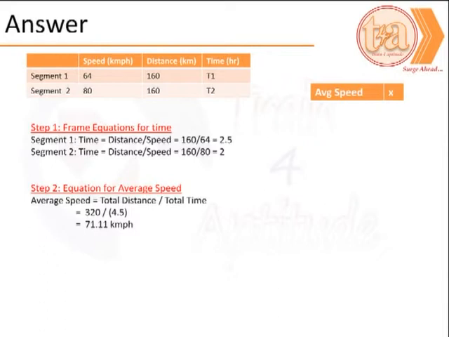The next step is to find the average speed. Average speed is the total distance by the total time, that is 320 km by 4.5, that is 71.11 kmph.